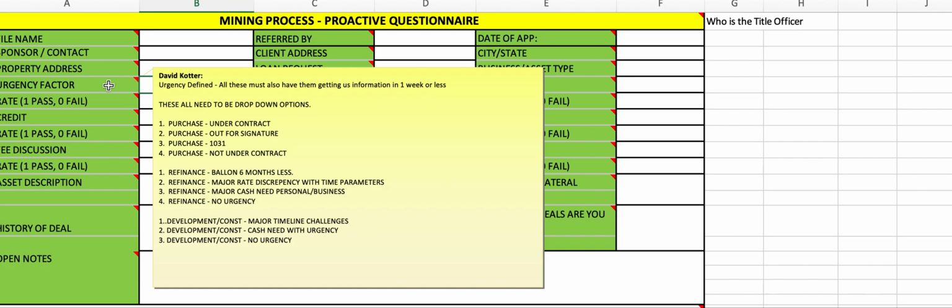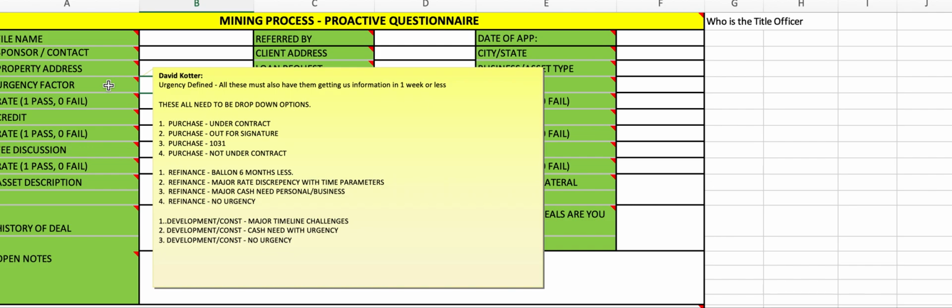Are they purchasing a property? If so, are they under contract? Is it out for signature? Is there a 1031 exchange? Are they not under contract? So we want to know, have they taken the steps to move forward, which shows urgency? If it's a refinance, is there a balloon in 6 months or less? Is there a major rate discrepancy with time parameters? Is there a major cash need personally or business? Or is there just no urgency at all?